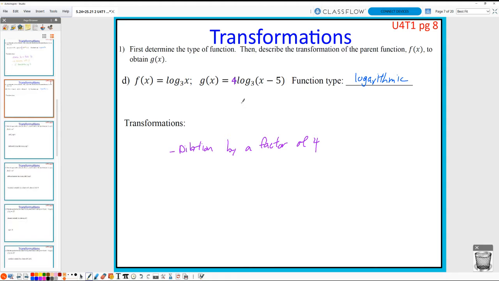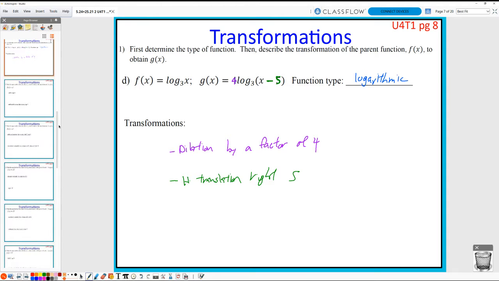And again, people got confused about this 3, like, oh, what does it do? It doesn't do anything because that just defines what my function is. My original function is log base 3. I have log base 3 here still. That's consistent. What I do care about here is this minus 5 inside the parentheses. This minus 5 does indicate to me that this is going to be a horizontal translation, right, because the sign does not match 5.